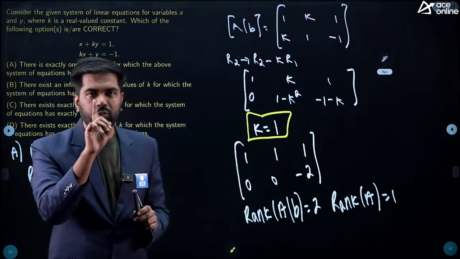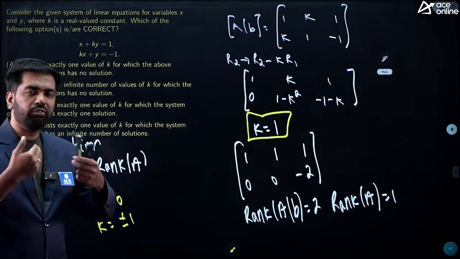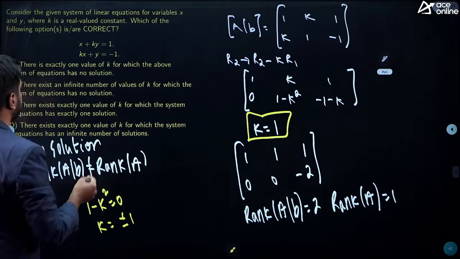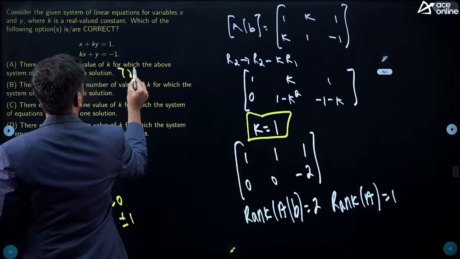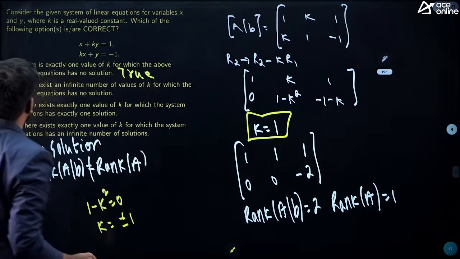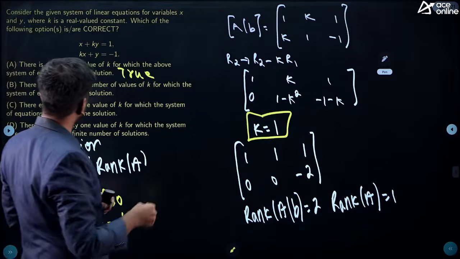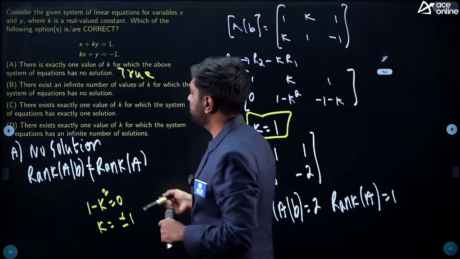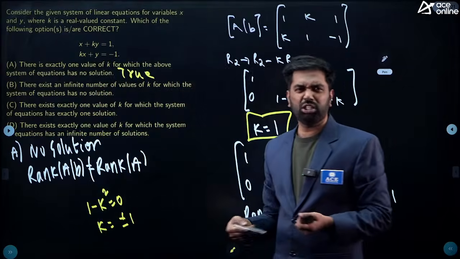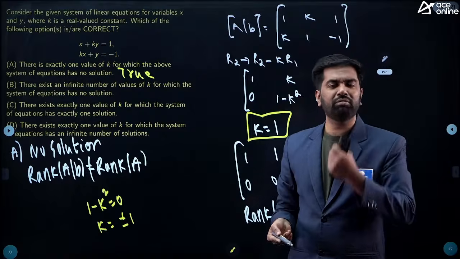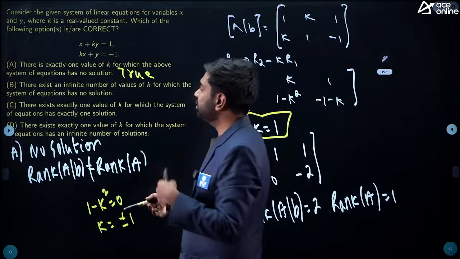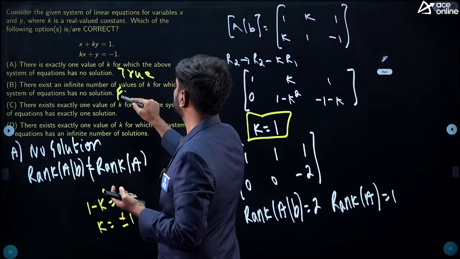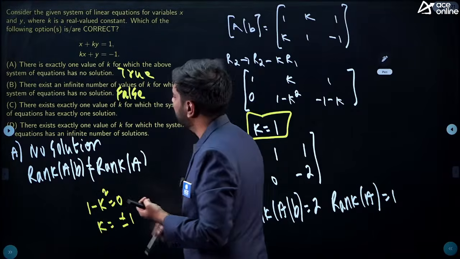So far I found only one such k value which can give rise to no solution. There is no doubt in this. This is a true statement. And then there exists an infinite number of values of k for which the system of equations has no solution. Just now I said there exists exactly one value of k, and in option B it says infinite number. False. This is a false statement.